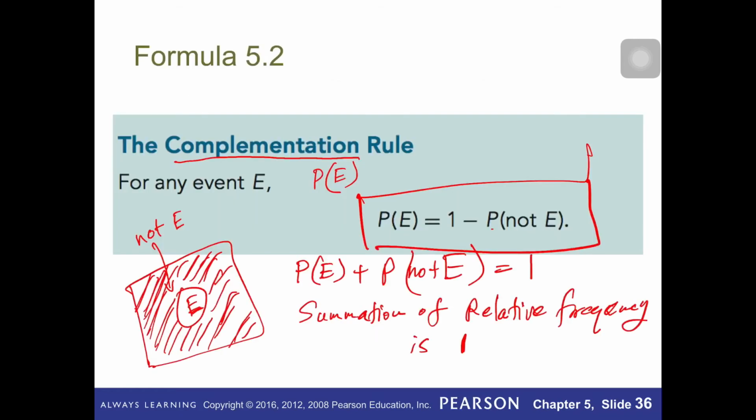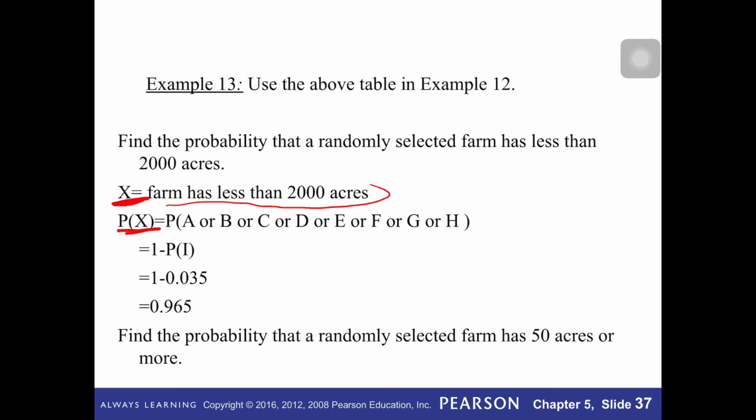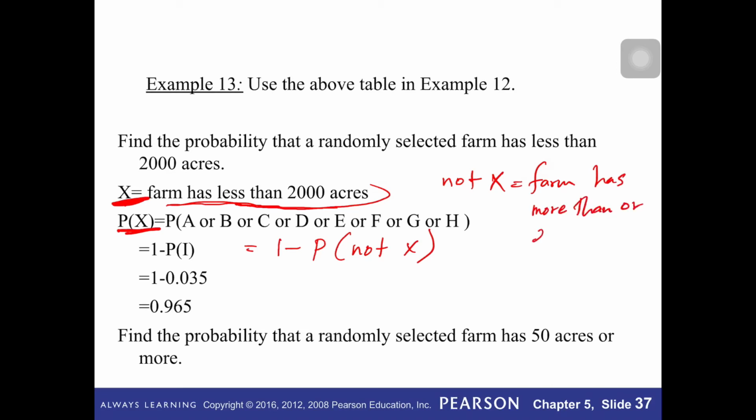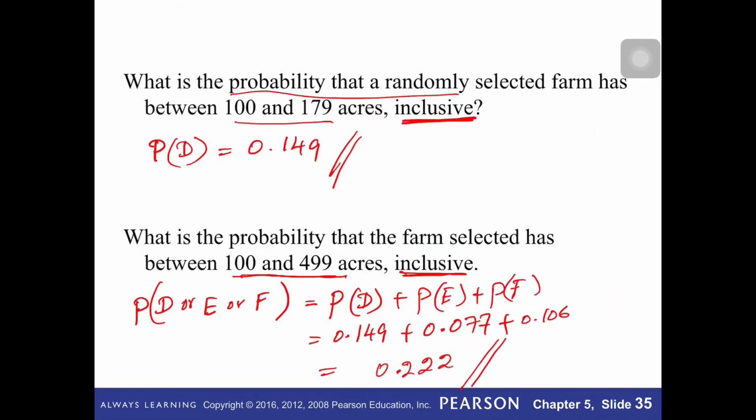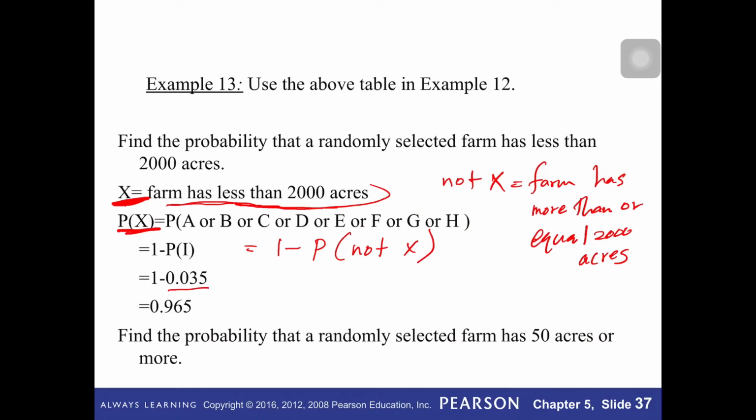But if you are smart enough, if you remember this complement rule, easily you can get this probability of X by using what? 1 minus probability of not X. What is not X? X is farm has less than 2000 acres. Not X is farm has more than or equal to 2000 acres. Clear? So 1 minus P of 2000, which is 0.035. 1 minus 0.035 is the probability of X. Easily you can get the answer. Otherwise you have to add these values together one by one.